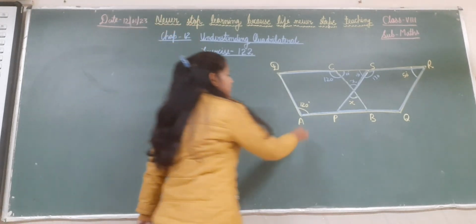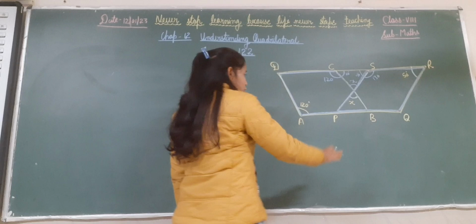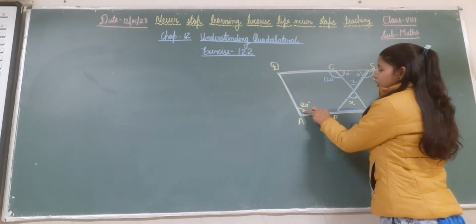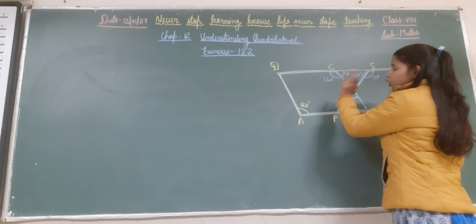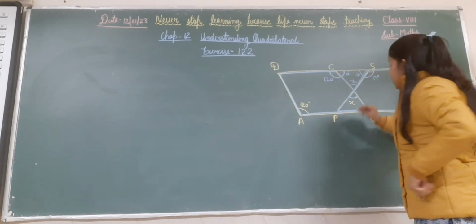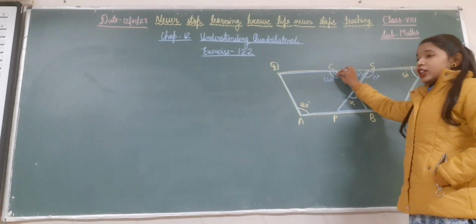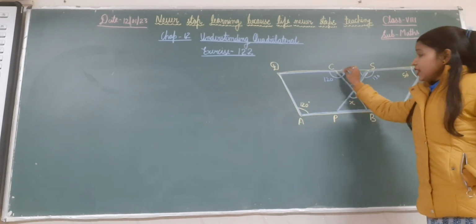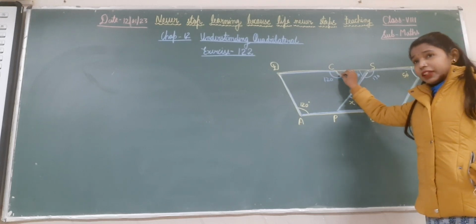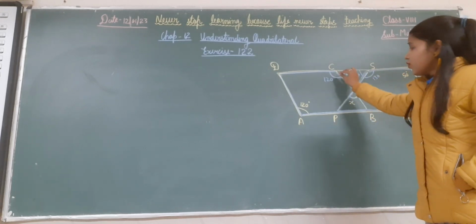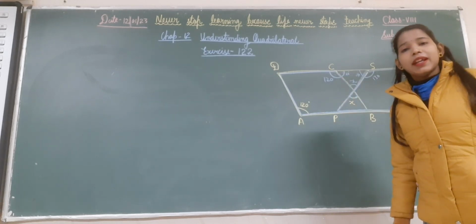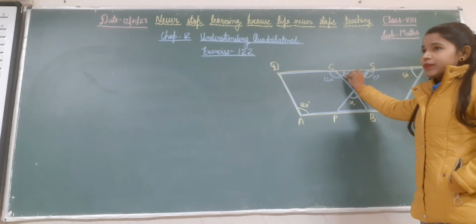Why? Because this one is a parallelogram and opposite angles of the parallelogram are equal. So angle A is 120 degree. That means angle C will also be 120 degree. And the next one, the adjacent angle, they are making a linear pair. So if this is 120 degree, this will be 180 minus 120, that is 60 degree.